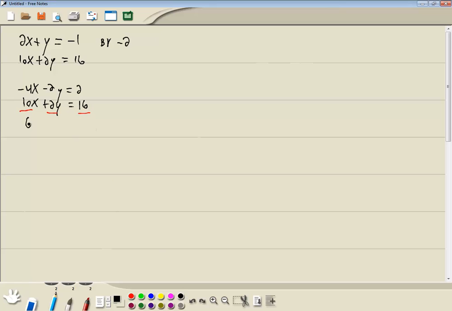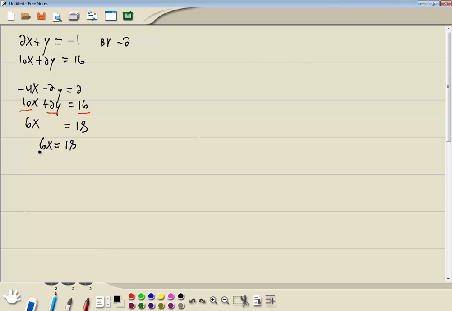-4x plus 10x is 6x. -2y plus 2y drops away. 2 plus 16 is 18. That's called the addition method. It's also called the elimination method in some books, because that's your goal. You're trying to eliminate one of the variables, which we did.